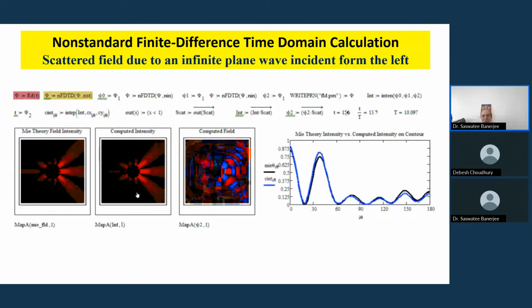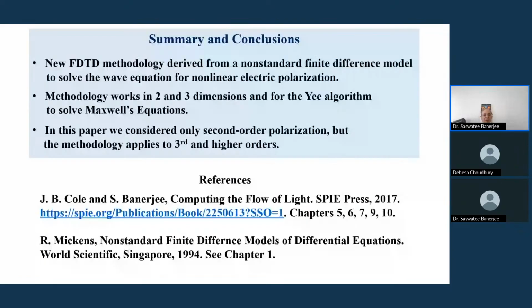And now what you're seeing, the blue line is the FDTD solution. The black line is the analytical solution. And you can see that it's, well, not completely exact, but it's very, very close. All right. So I'd like to just conclude.